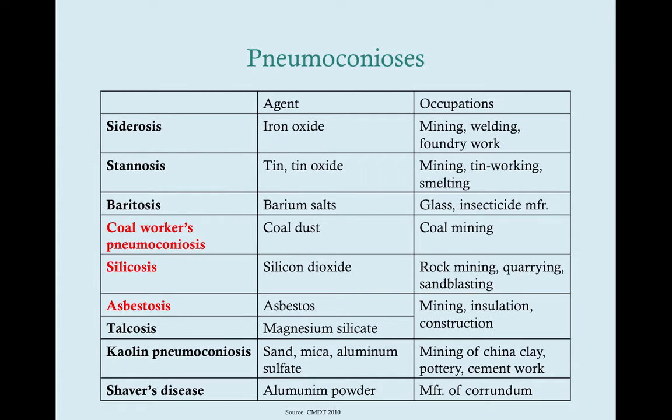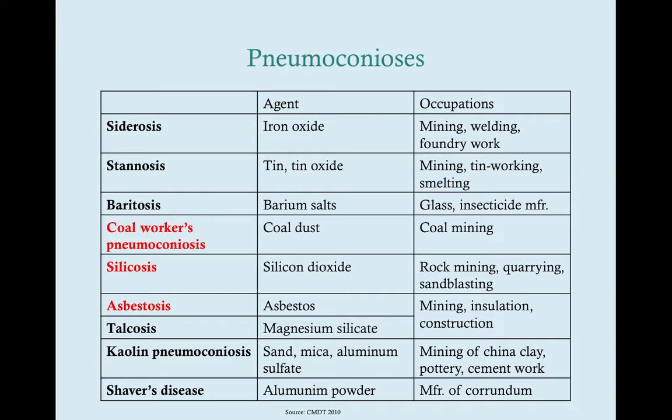So here's just a list of some of the pneumoconioses. The ones in red are the ones we're going to talk about. Don't memorize all of these, but I would know the ones in red because they tend to come up. Asbestosis we talked about in a different section. I devoted an entire talk to that because it's important. The other two are important too, but they come up a little less often.